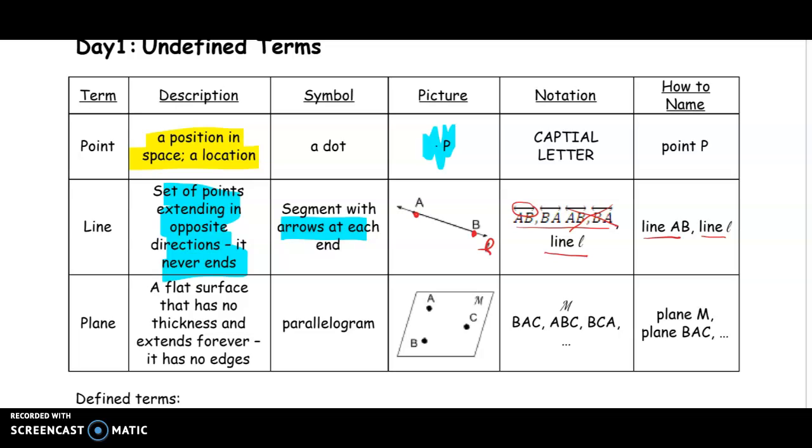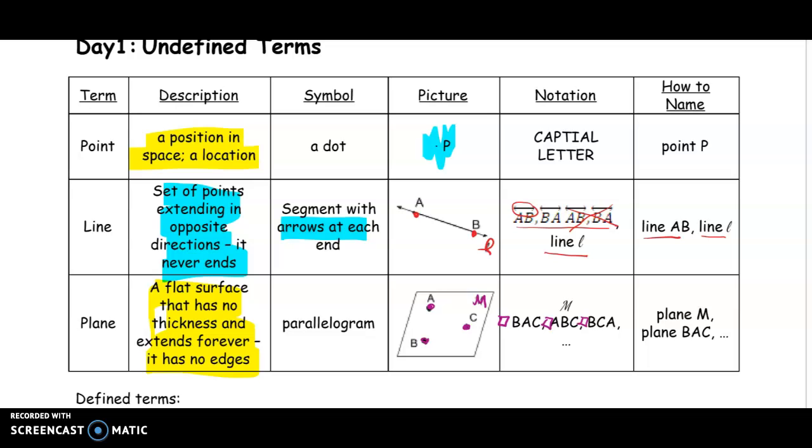A plane is just a flat surface that has no thickness and extends forever. It has no edges, so it's just like a line. It goes on forever, but we have to give it a size because on paper, our paper stops. We don't have an infinite amount of paper, so that's where it stops. A lot of times it looks like a parallelogram, and that would be the symbol that you would use. So then you have this plane here where you've got points on it, and then the script letter M. These should have little parallelograms in front of them, or the script M, plane BAC. It goes on forever.